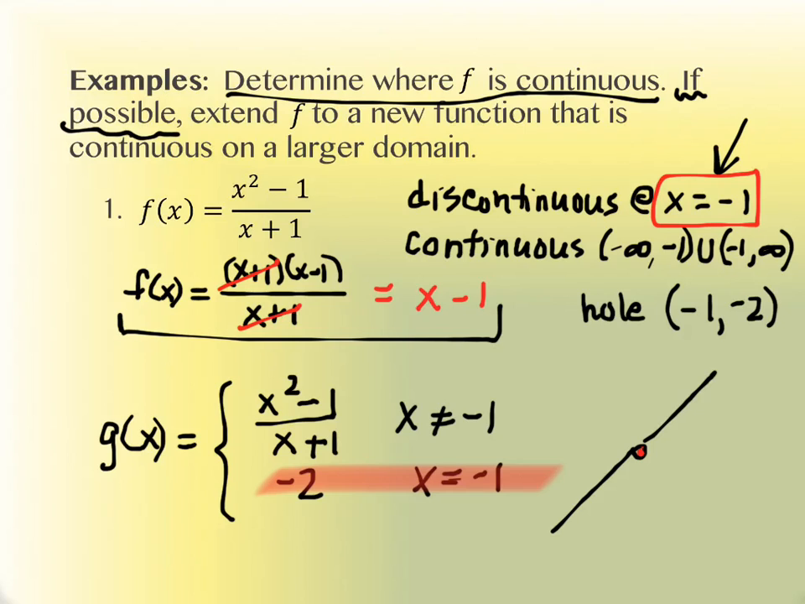Now this is extended. I actually can use any x value now at all. I just have to decide what the x value is. If the x value is anything except for negative 1, I'll plug it into the first function. If it is equal to negative 1, then I know that the answer is negative 2. I've extended this to be valid on the whole domain. So this is actually now continuous.